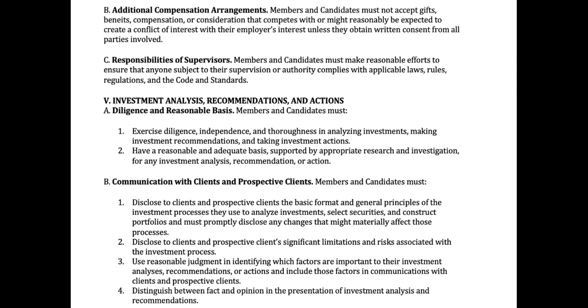B. Communication with clients and prospective clients. Members and candidates must: 1. Disclose to clients and prospective clients the basic format and general principles of the investment processes they use to analyze investments, select securities, and construct portfolios, and must promptly disclose any changes that might materially affect those processes. 2. Disclose to clients and prospective clients significant limitations and risks associated with the investment process. 3. Use reasonable judgment in identifying which factors are important to their investment analyses, recommendations, or actions, and include those factors in communications with clients and prospective clients. 4. Distinguish between fact and opinion in the presentation of investment analysis and recommendations.